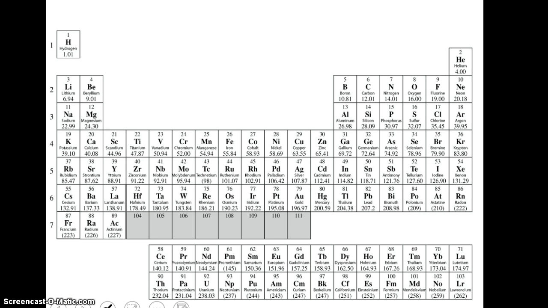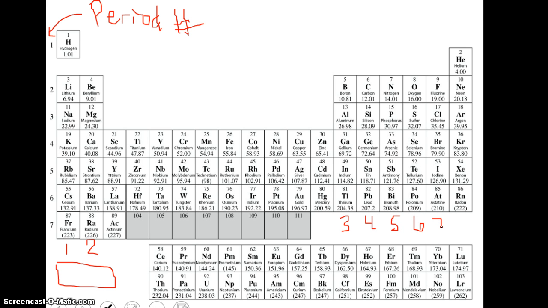The period numbers are already given to you. Those are right there. Those are your period number. Your group numbers are going to be on the bottom. For your periodic table, it says group number and valence electrons down here. So we're going to fill in the group number and valence electrons. We've got group number 1 and 2. And then over here we've got group 3, 4, 5, 6, 7, and 8.